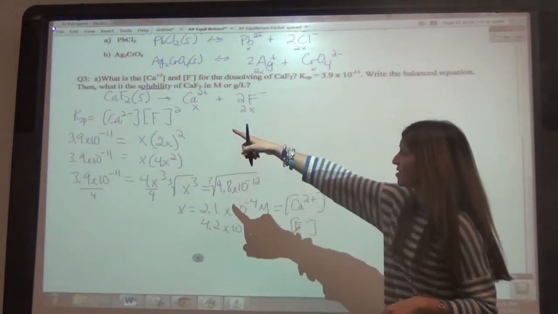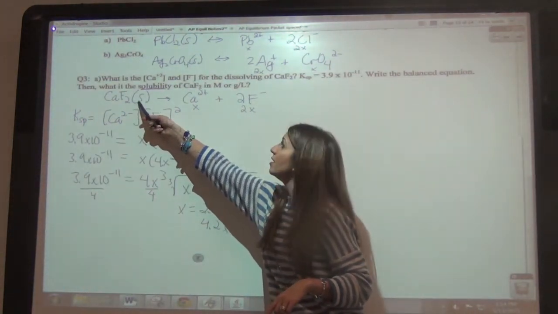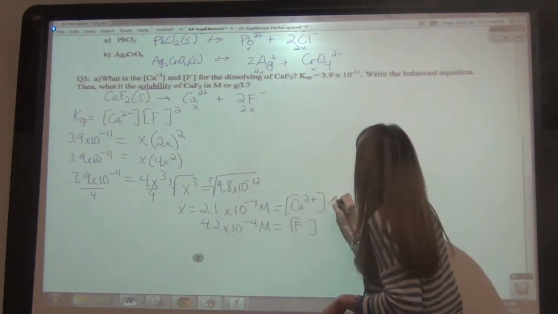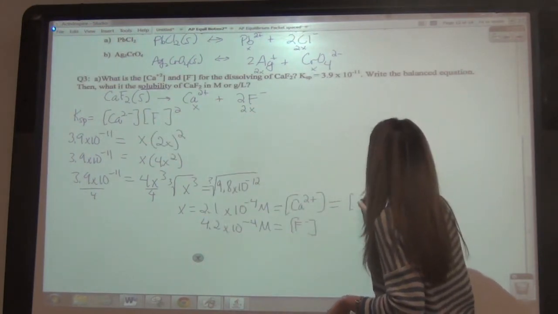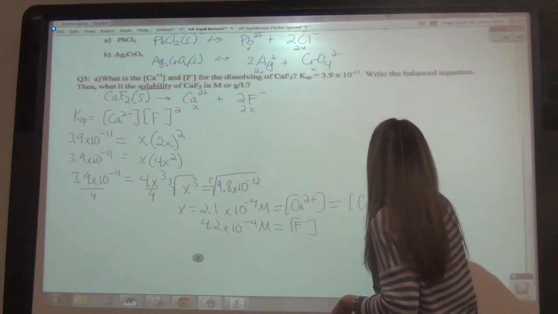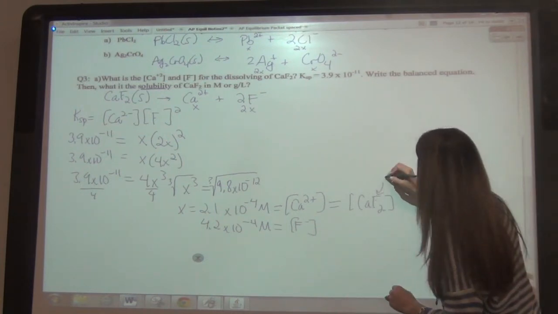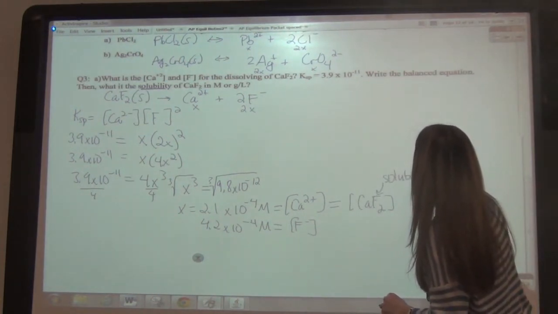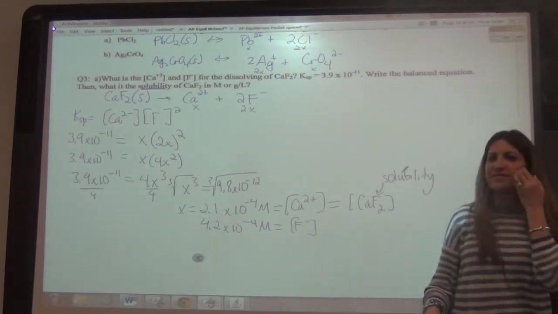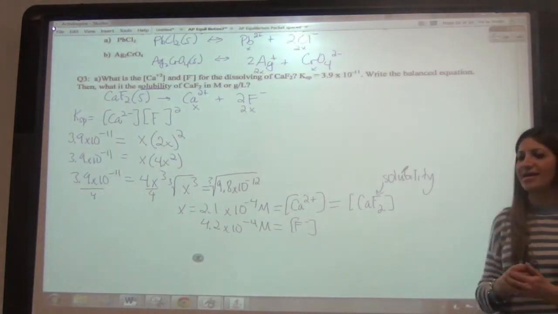Which one is equal to the CaF2 though? The Ca, perfect. That's also equal to our CaF2. Again, it's not really the concentration, it's the solubility of it. Okay, that's the solubility of CaF2.